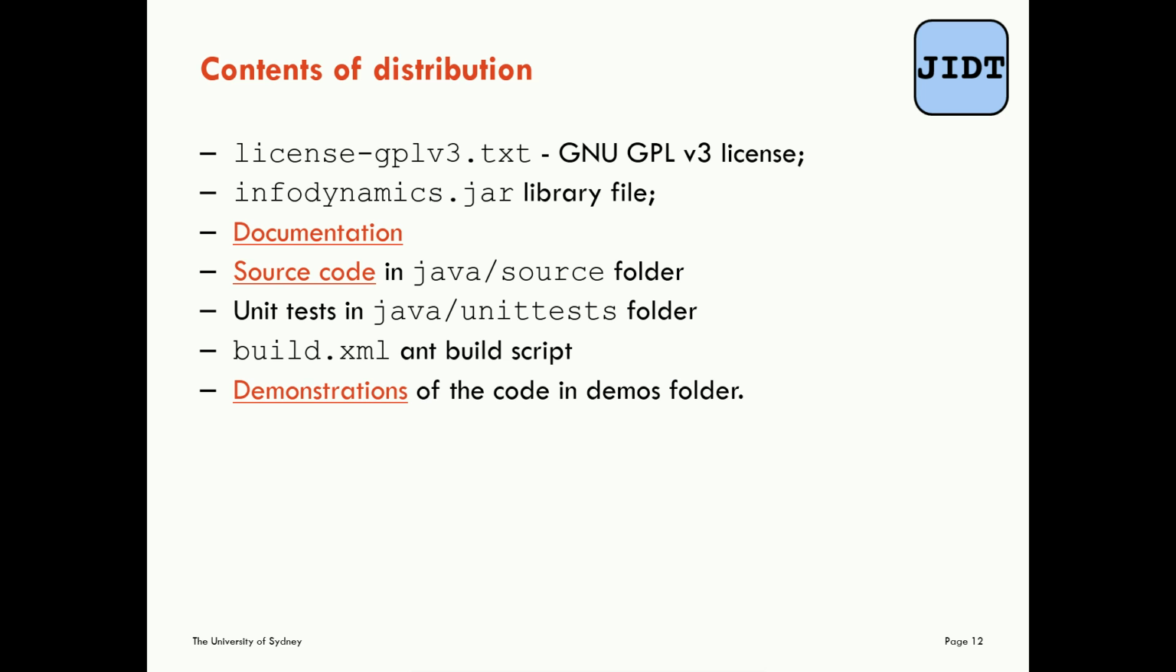The source code, all the source code is distributed for you in the Java source code folder. Most of you won't be touching that, but it's important that you know where it is. There are also unit tests in there in the Java unit tests folder. So if you want to go and change the source code, you can rerun those unit tests to make sure that everything's still working. There's an Ant build script included as well, especially for those of you who are taking a copy of the repository via Git. You'll need to run that build script to build the jar file for yourselves. And there are also several demonstrations of the code underneath the demos folder. And again, we'll come to those later in this video.